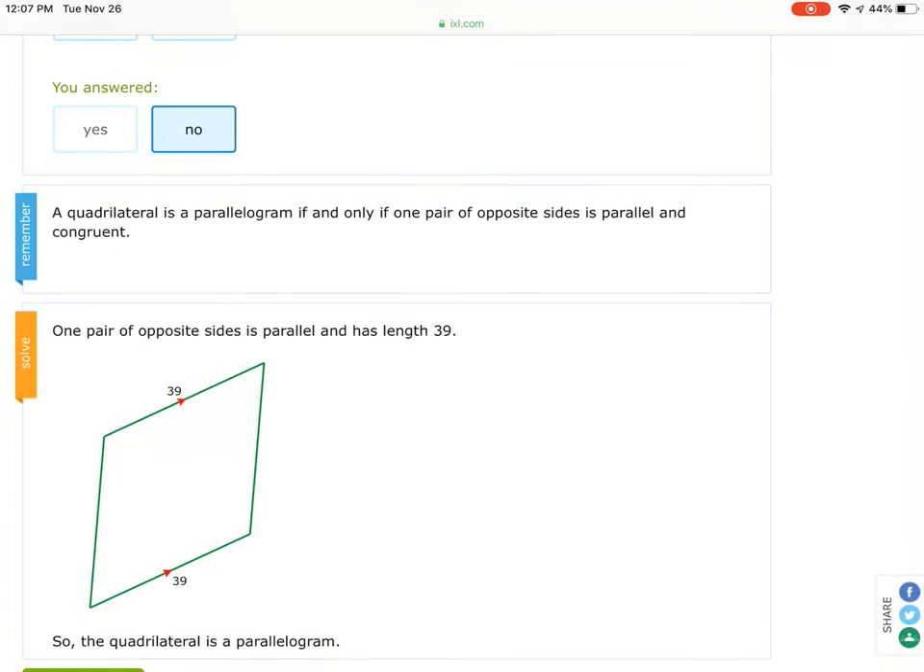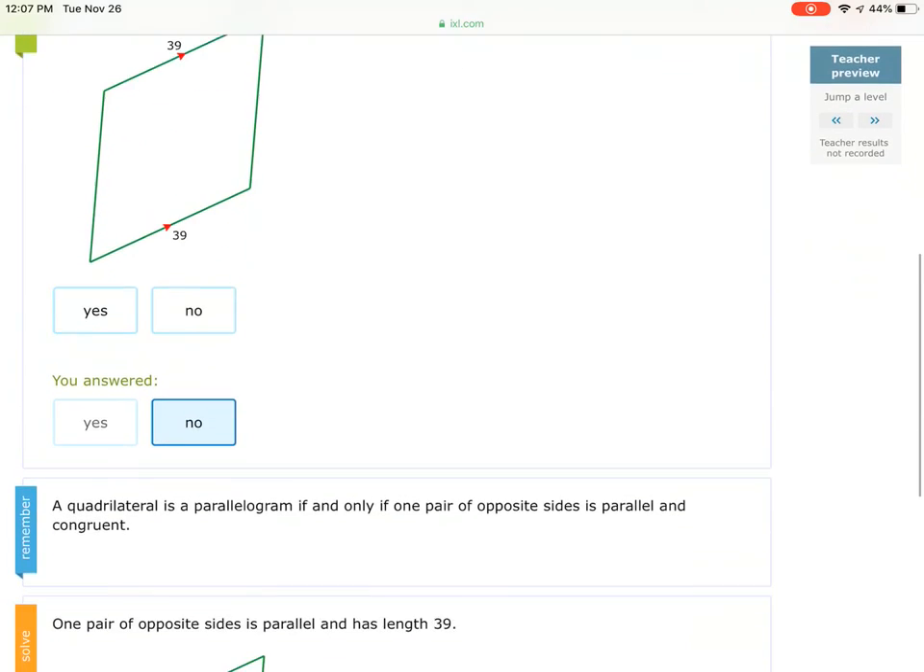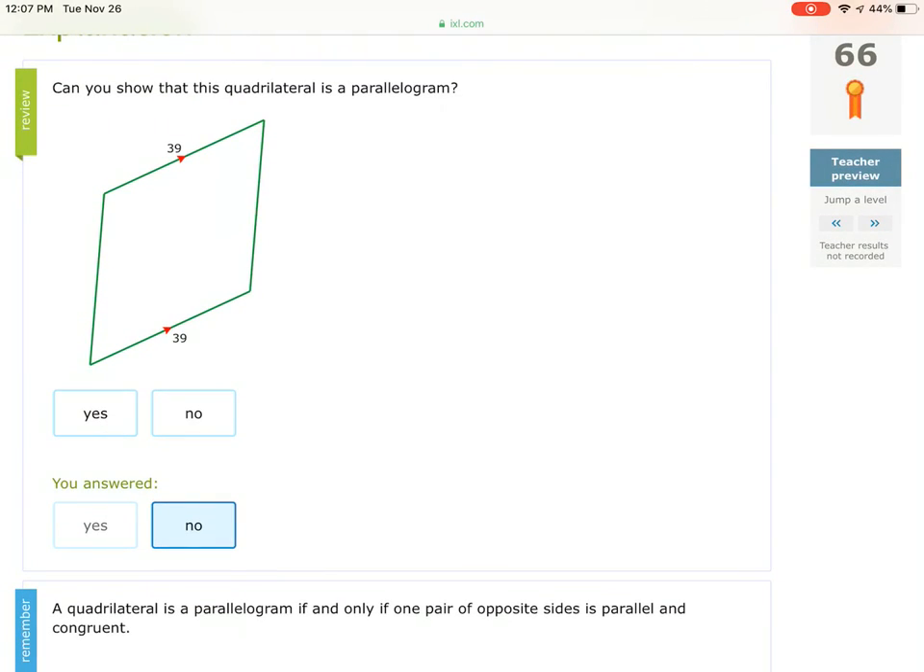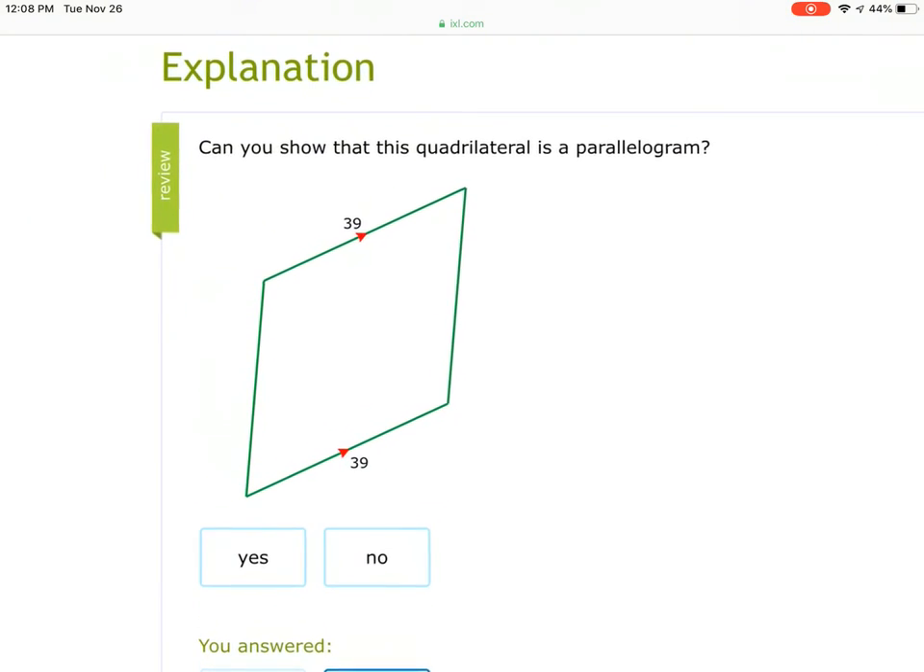A quadrilateral is a parallelogram if and only if one pair of opposite sides is parallel and congruent. Okay, I didn't know that. So if you know one pair of sides are parallel and that they're congruent, then that's enough to say that the quadrilateral is also a parallelogram. Oh, I think I know another way. Yeah, we could prove it like this probably. Let's put this in the middle.